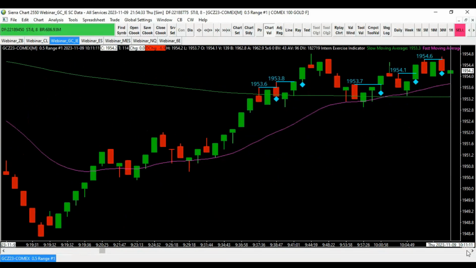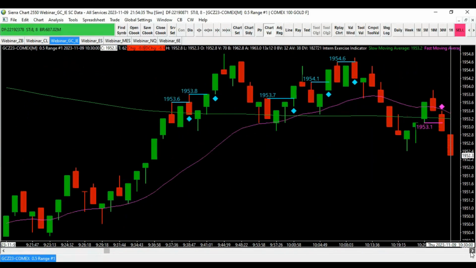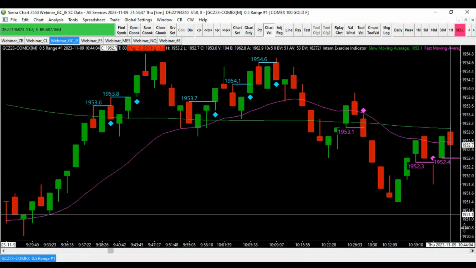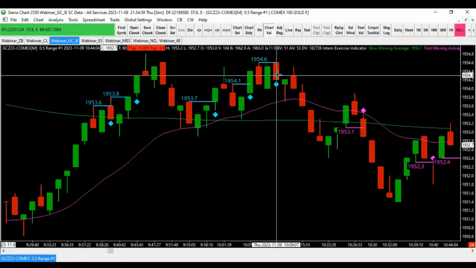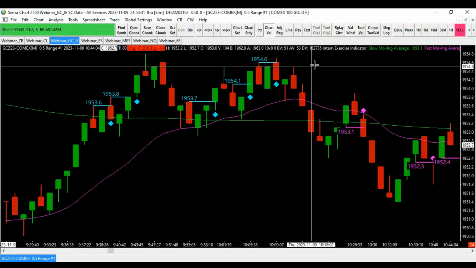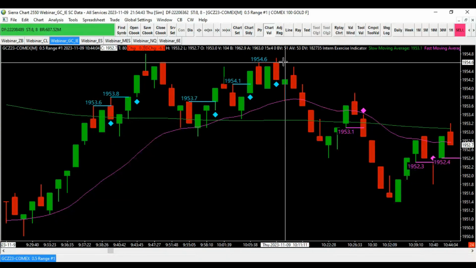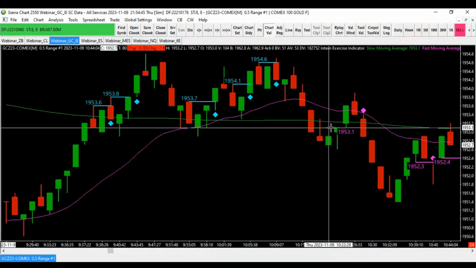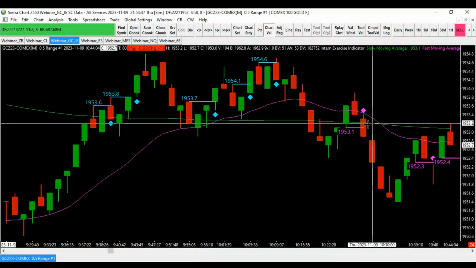So I won't go through every one of these, but you can see that in general, it'll work for at least a tick or two. I mean, there's one there. It only went one tick before it reversed. So that wasn't particularly successful.